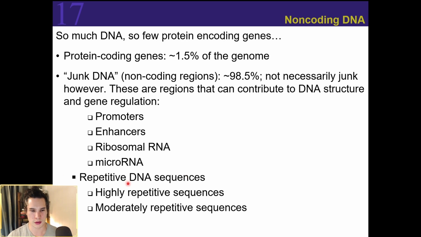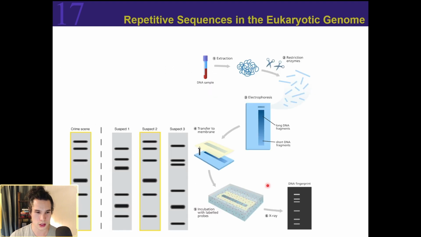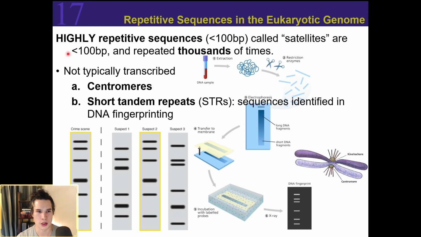And then we also have large stretches of repetitive DNA sequences. We have highly repetitive sequences, and we also have moderately repetitive sequences. Our highly repetitive sequences, which are typically less than 100 base pairs, we call satellites, and they are typically repeated thousands of times. So highly repetitive, with thousands of repeats.